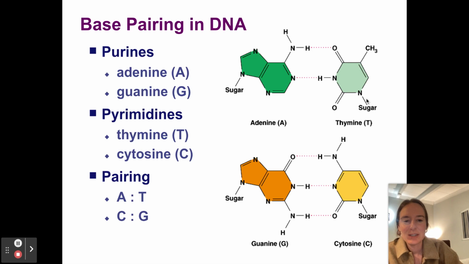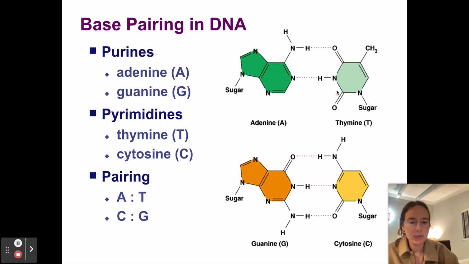And these are attached to pyrimidines. So you will always see a purine attached to a pyrimidine. Say that in your head or say it out loud, pyrimidine, so you can memorize that word. Thymine and cytosine are called pyrimidines. And here's why. It's because they're made up of 1 ring. So 1 carbon skeleton ring.